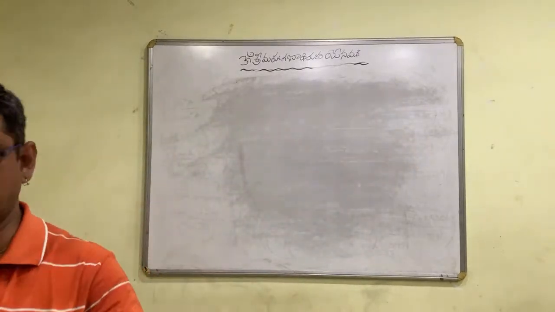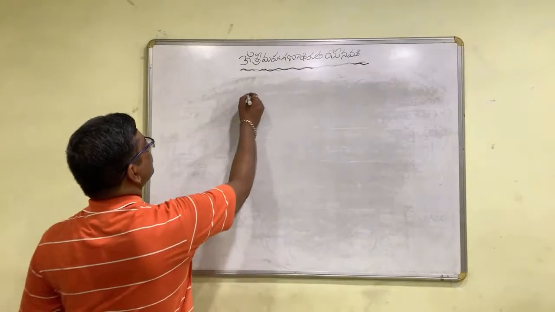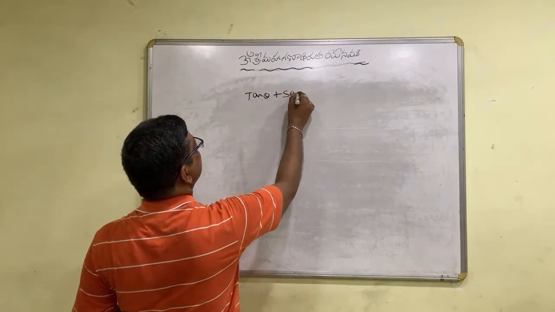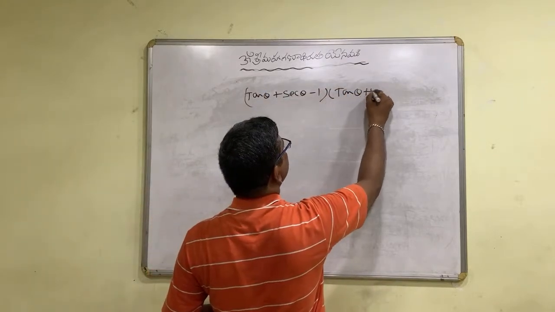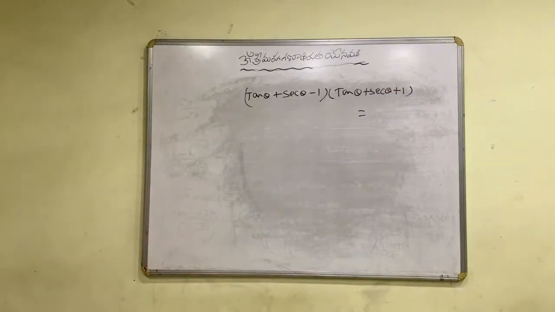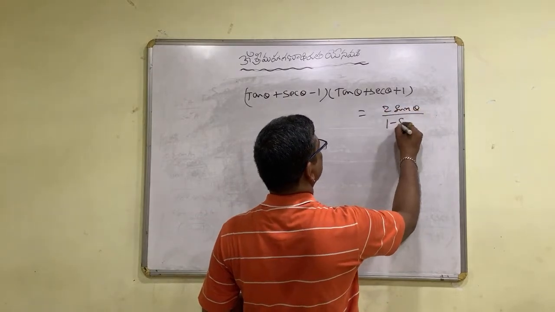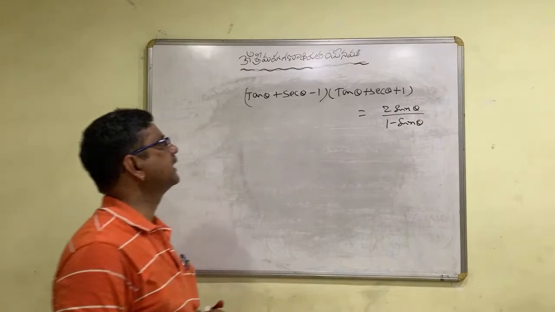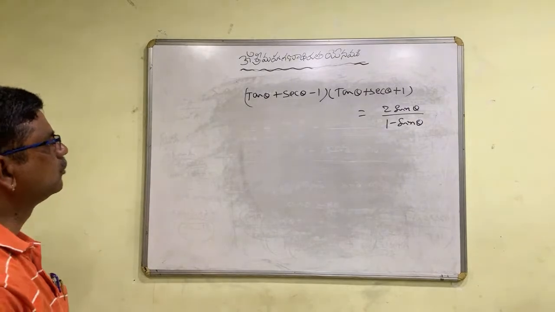Right. Problem number 11. Prove that (tan theta + secant theta - 1) into (tan theta + secant theta + 1) is equal to 2 sin theta by 1 minus sin theta. So how to do this?